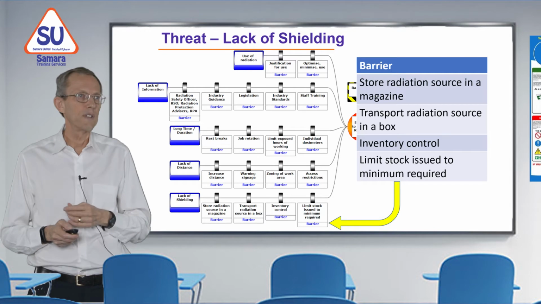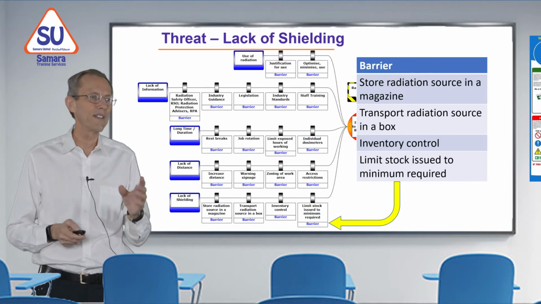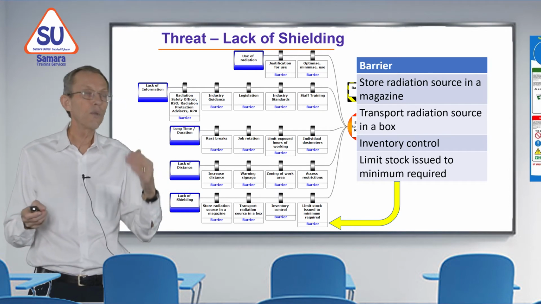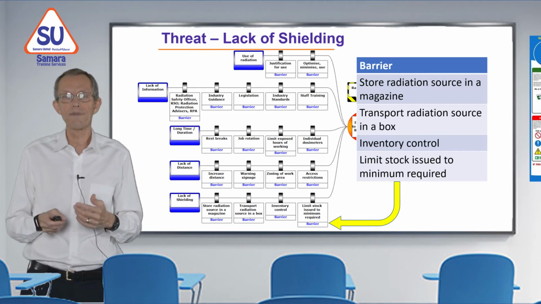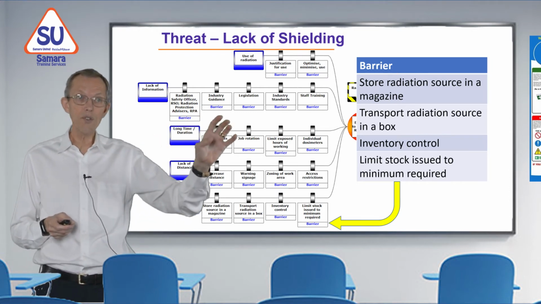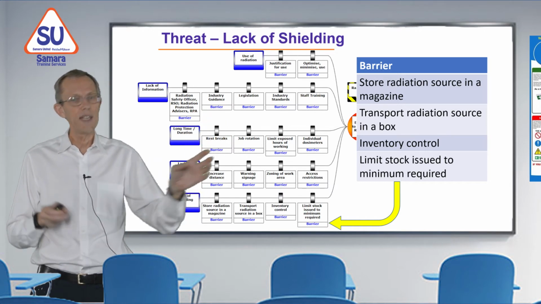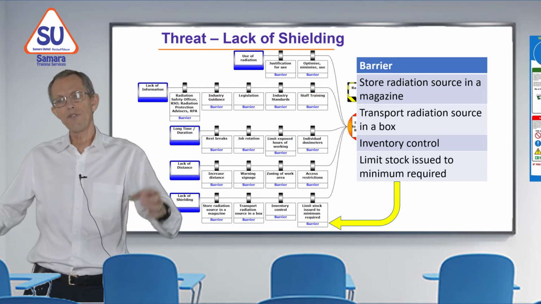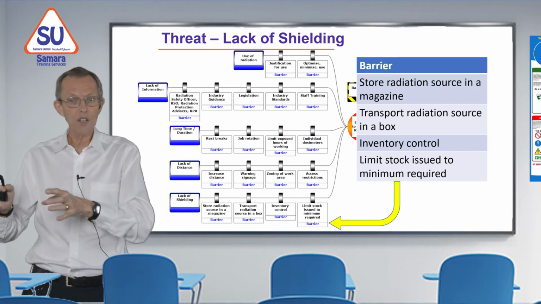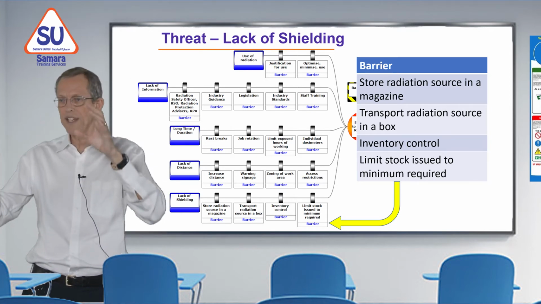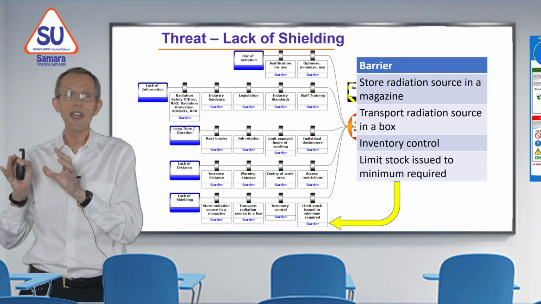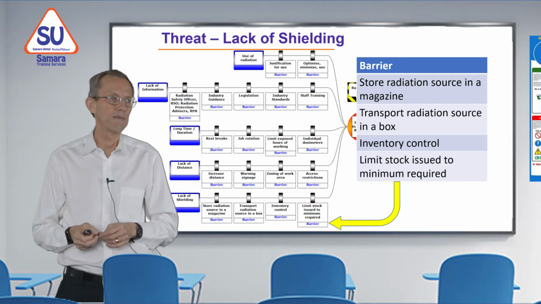The fifth threat is no shielding. So how can we introduce shielding? Well, one way is to store the radiation when we're not using it in what's called a magazine, which is a controlled area with a fence, and the room is locked and it has very thick walls and no windows and a thick roof, so the radiation is contained in the magazine.